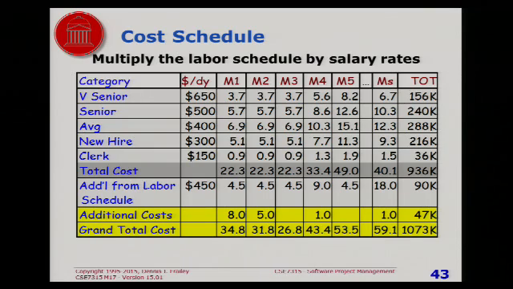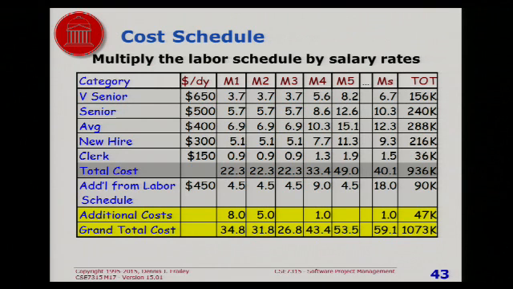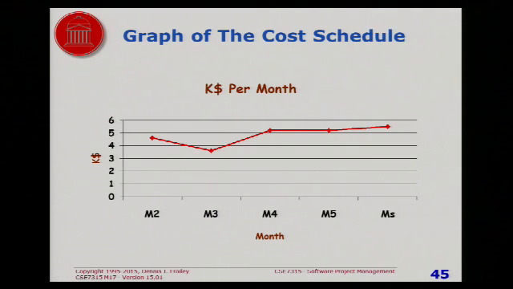By the way, one of the handouts gives you all the gory details of this method for assignment 4. The cost schedule tells you how much money will be spent each month by each type of worker and the total cost per month, and it may identify unacceptable cash requirements. In other words, you may say, I didn't know I needed that much money in the first month. I was only planning to have so much money available. So you can understand that situation. And this might be what your bottom line dollars per month graph looks like. And you can look at that and say, does this make sense?